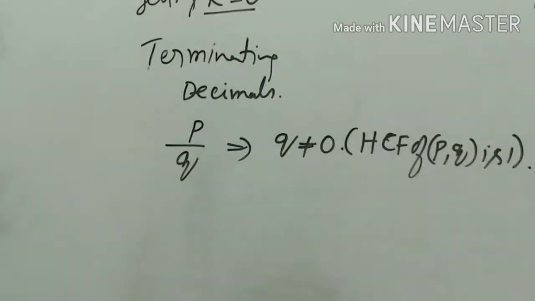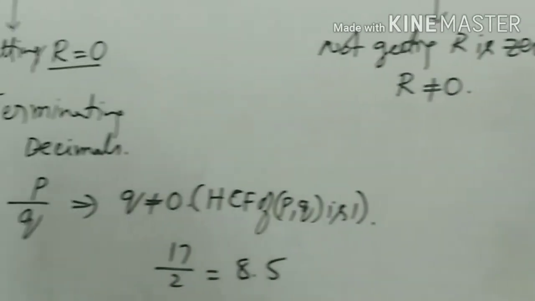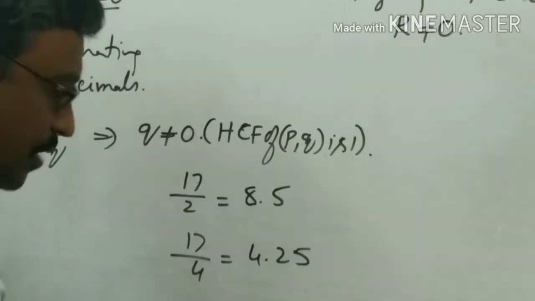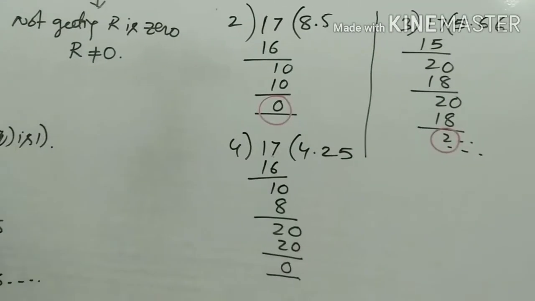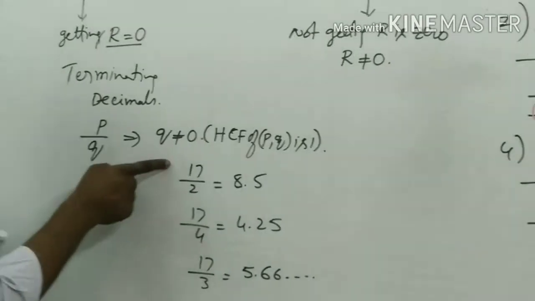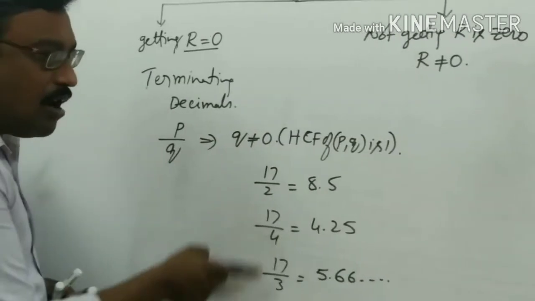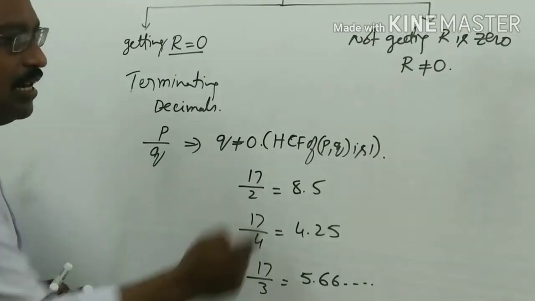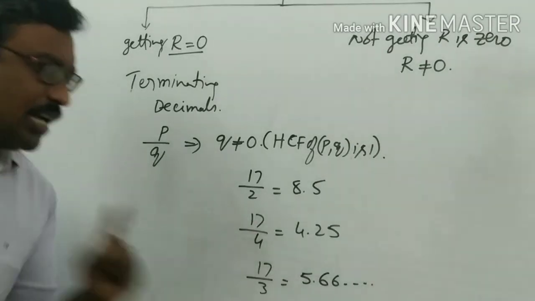So, p by q can be, see here, the first example, 17 by 2. Answer is 8.5. 17 by 4, answer is 4.25. 17 by 3, answer is 5.6666, and so on. All these three are in p by q form only, where q is not equal to 0. HCF of p comma q is 1, there is no common factor other than 1. All are p by q forms, so all are rational numbers.